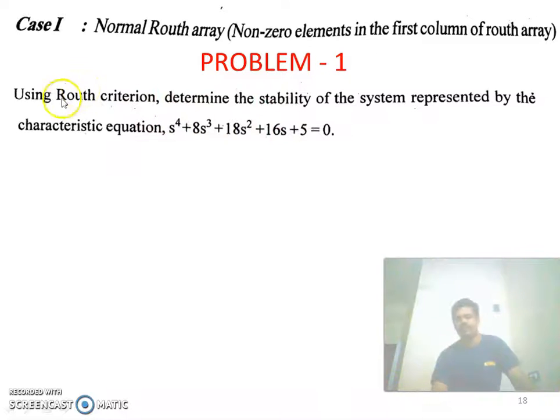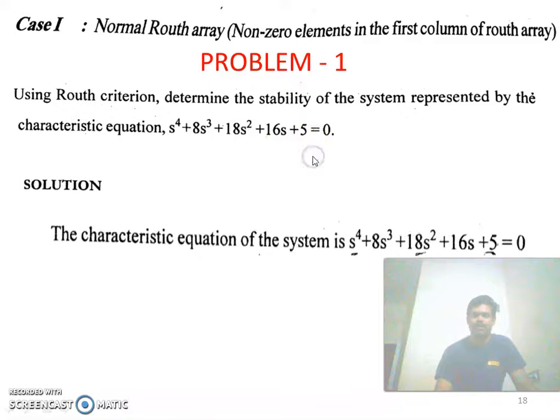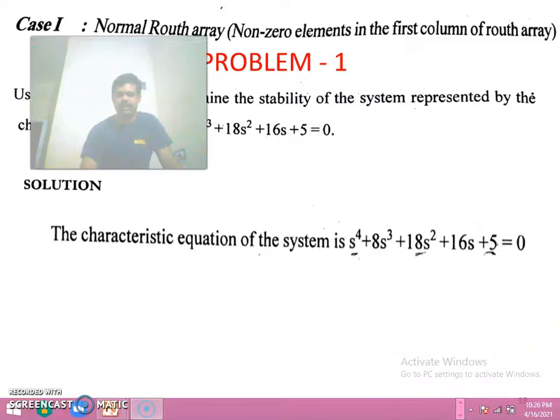First I will read the question. Using Routh criterion, determine the stability of the system represented by the characteristic equation s to the power 4 plus 8 s cube plus 18 s square plus 16 s plus 5. So first we have written the characteristic equation.